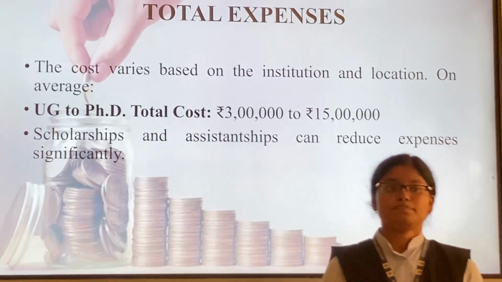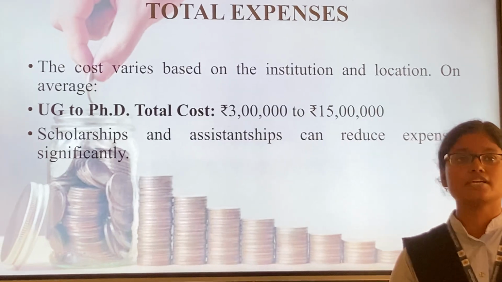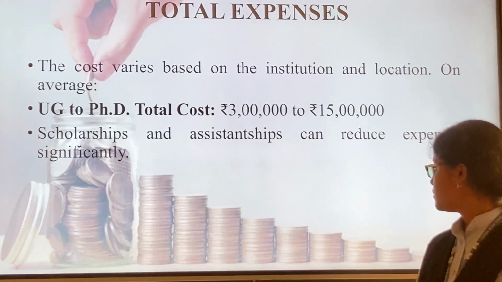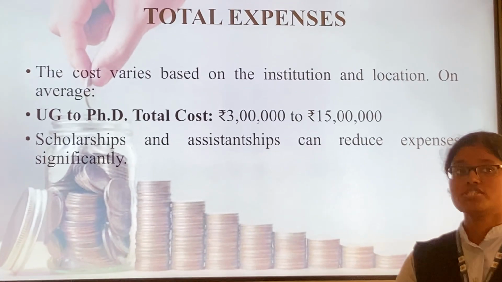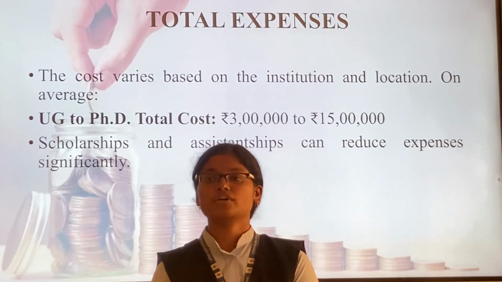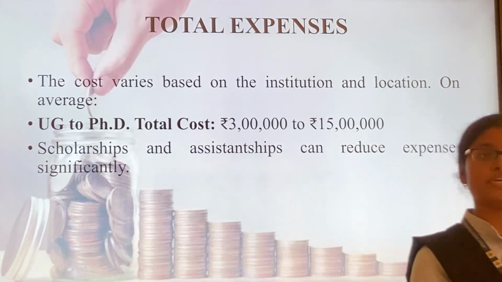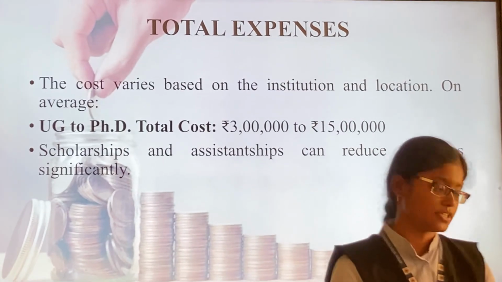What are the total expenses? Total expenses, approximately from UG to PhD, can cost 3 lakh to 15 lakh, but if you get different scholarships from the central government or fellowships in PhD, it can reduce your expenses.